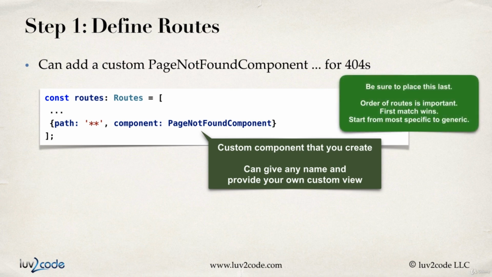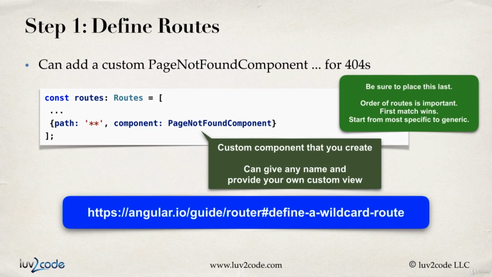So one thing to be aware of here, be sure to place this last, because remember, the order of routes is important. So the first match wins, going top down. So when you write your routes, start from the most specific to the generic. And if you'd like to see examples on how to create a custom component for this page not found, then go to the link here that I have on the slide.